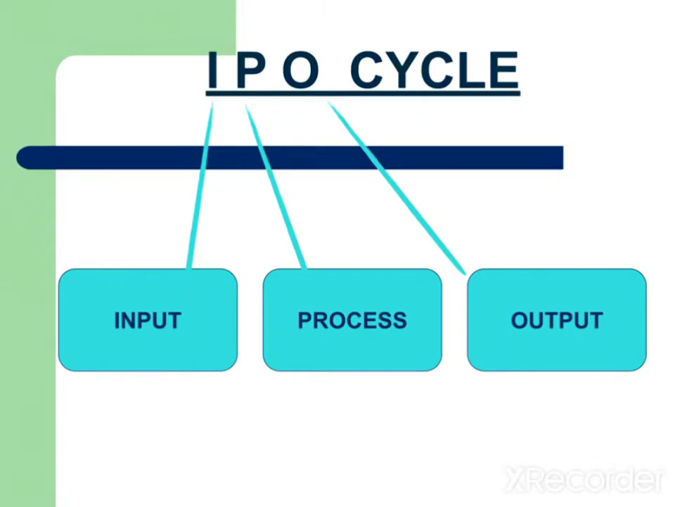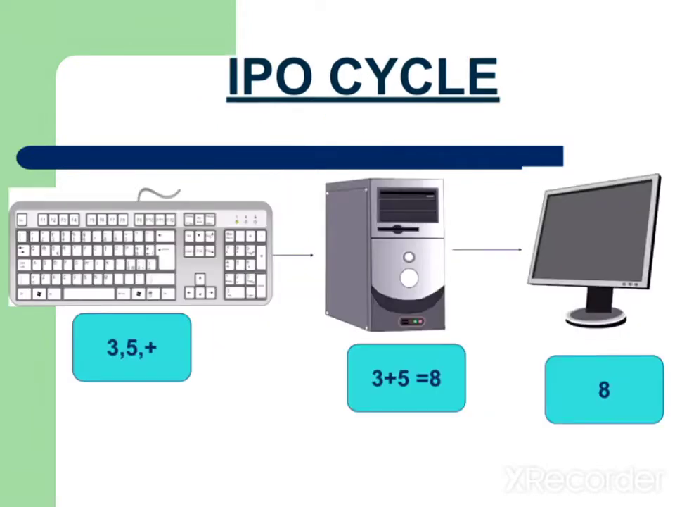Children, the computer works on the IPO cycle. I for input, P for process and O for output. Let me tell you an example. Let us suppose you are entering 3, 5 and plus from your keyboard to find the answer. When you are entering, that is called input, and when the computer calculates the answer, which is 8 in this case, that is process, and when you finally get your answer on the monitor, that is output.